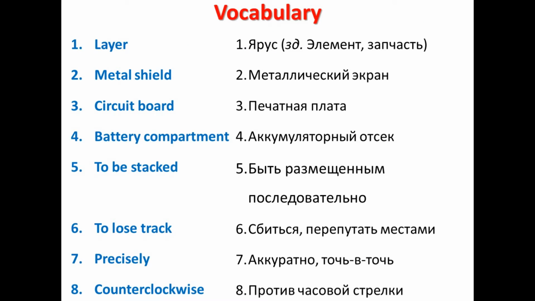Let's shift to the new vocabulary. First, I want you to read the words with me and look through their Russian equivalents. Layer – ярус. Мы также можем переводить как элемент или запчасть. Metal shield – металлический экран.